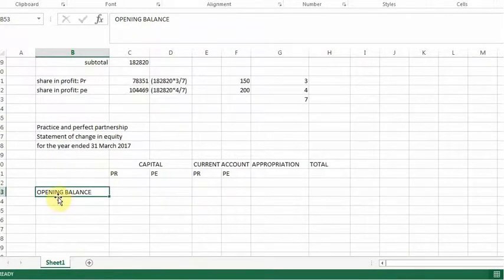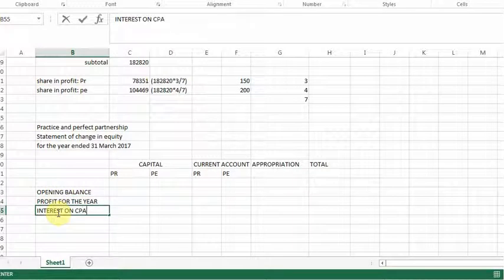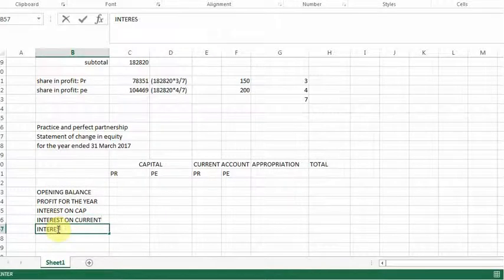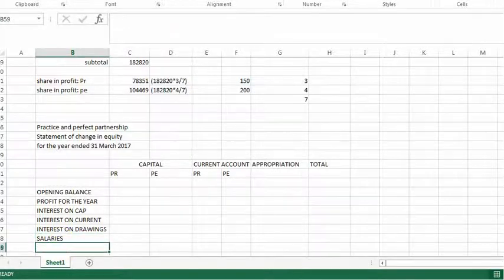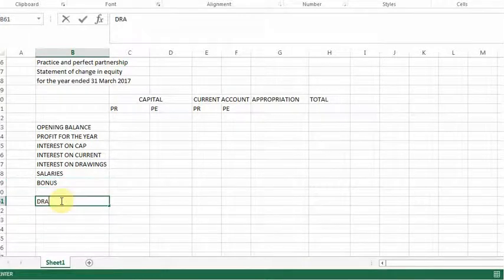So I'm going to start with the profit for the year. I am going to have interest on capital. I'm going to have interest on the current accounts. I'm going to have interest on drawings. I am going to have salaries. A bonus. I need to scroll up. I'm going to have a bonus. And then please don't forget the drawings.